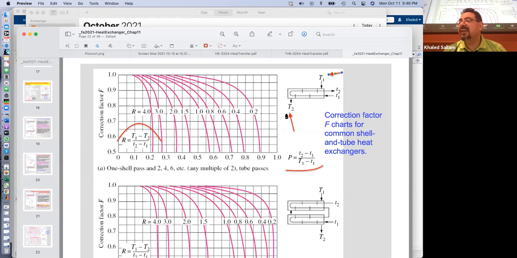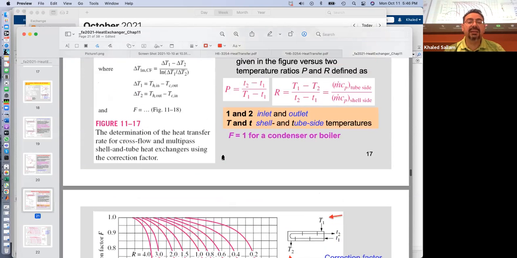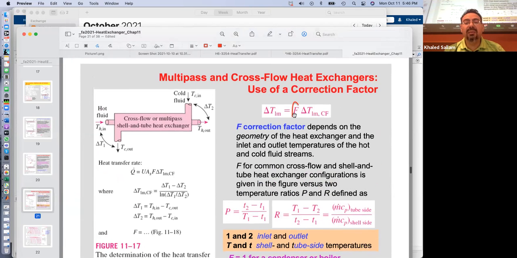You put those numbers in, you come here to this chart, figure out what's R and what's P. You come in the right chart, read the number, 0.85. That is the F that you will multiply the logarithmic mean temperature difference with.